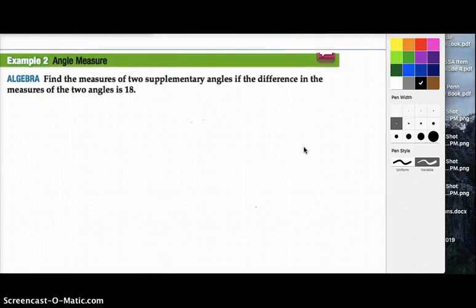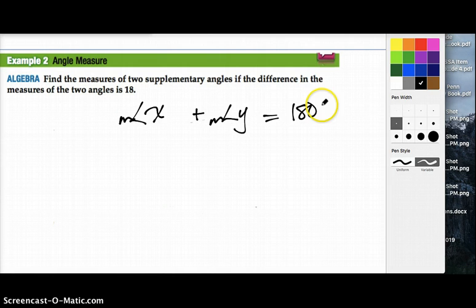Example 2, angle measures. It says, find the measure of two supplementary angles if the difference in the measures of the two angles is 18. Well, what I know is two angles that are supplementary by definition, let's say one is angle X and the other is angle Y. I know that the measure of angle X and the measure of angle Y must both add up to 180 degrees. Okay, so I'm going to assume that X and Y are my two supplementary angles.